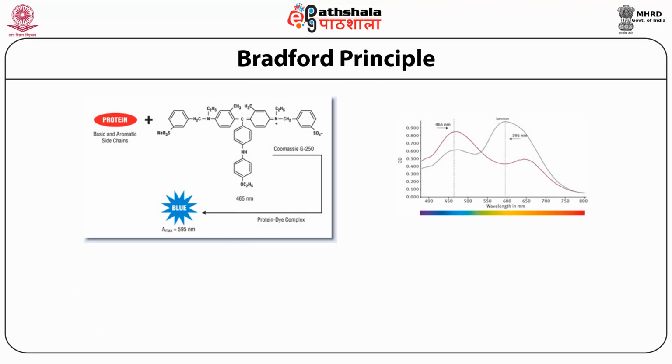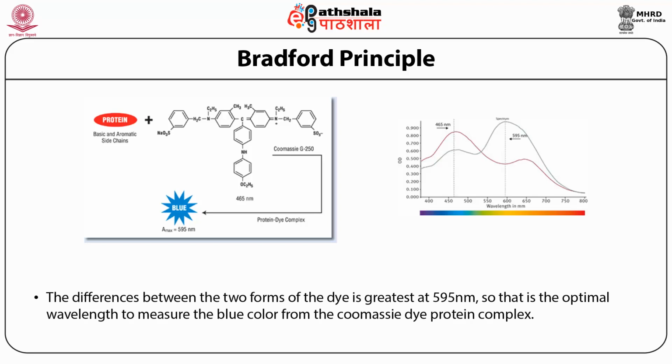You can see here the Bradford principle. This is the structure of the Coomassie Brilliant Blue G250, which is earlier brown in color, but on binding with the protein it produces blue color, which is estimated at 595 nanometers, and the difference between the two forms of dye is greatest at 595 nanometers. So that's the optimal wavelength to measure the blue color from the Coomassie dye and protein complex.